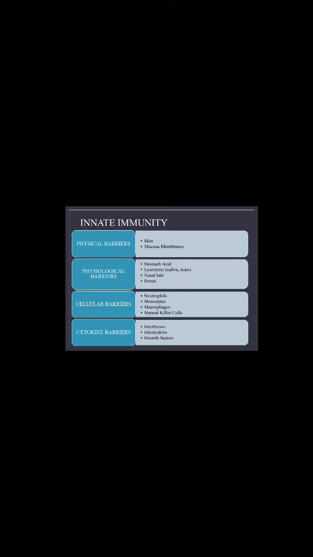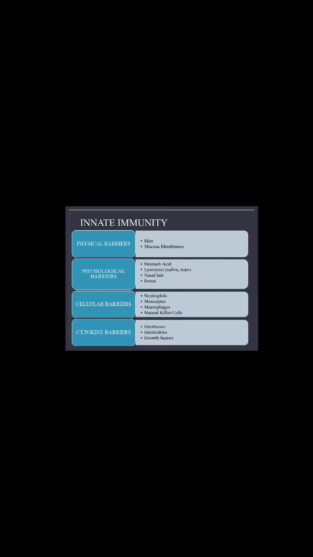The last is your cytokine barriers. What are cytokine barriers? Sometimes when any cells are infected by viruses, these cells produce a chemical known as interferons. This interferon protects other cells from viral infection. So this is also very important. What are interferons? Interferons are produced by the cells which are infected by viruses, but they protect the other cells from being infected by viruses.